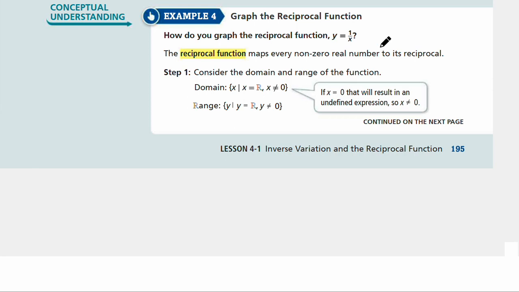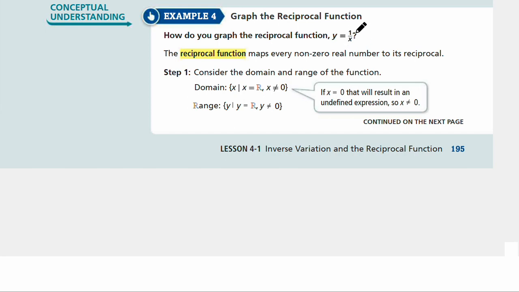So first of all, step 1, consider the domain and range of the function. Think about the restrictions. What are some values that the domain will not have, or the range could not have? In your domain, your x cannot be 0, because anything over 0, when 0 is in the denominator, is not possible. It's not a real number. So x cannot be 0.